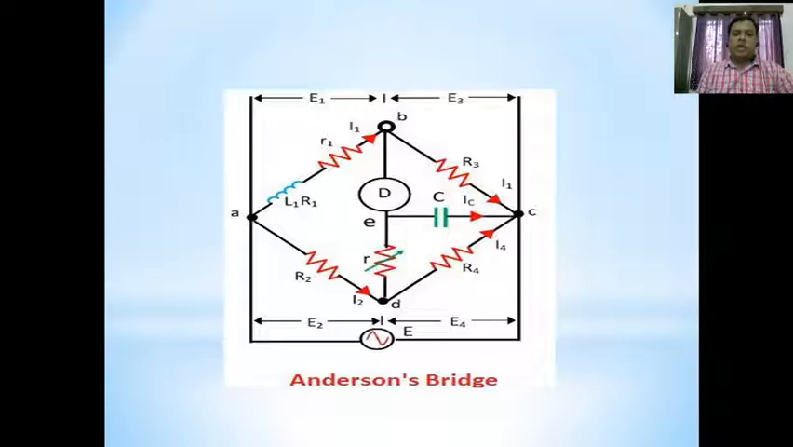If we find out the currents in the inductances and capacitances, then we can find the particular thing that we required, that is the unknown value of the inductance. So we can also find the other values by just balancing the condition.